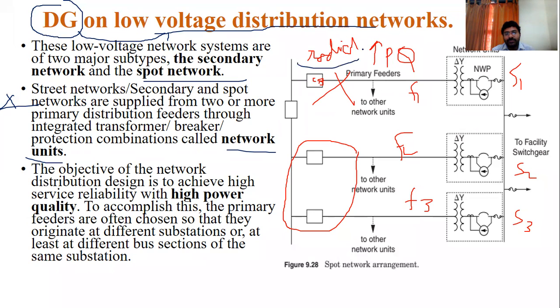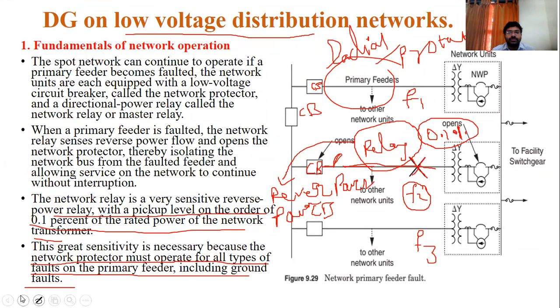Spot network is nothing but a radial distribution system, one of the radial distribution networks we are connected to. So which type of protective scheme do we use here? A reverse power protective scheme. The sensitivity of the relay is very high, 0.1%. Why? Because to protect the system from all types of problems.